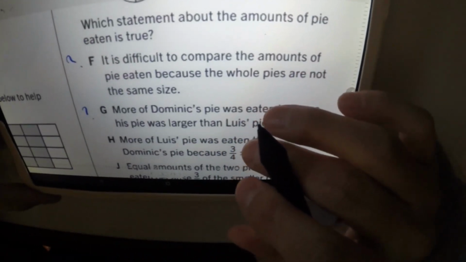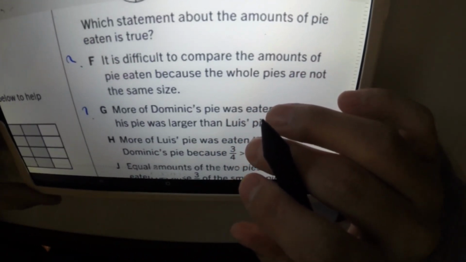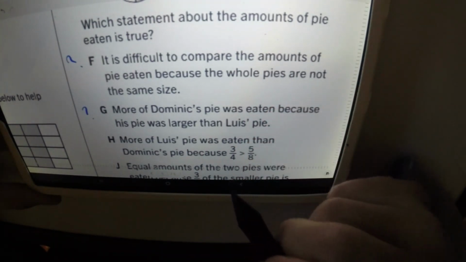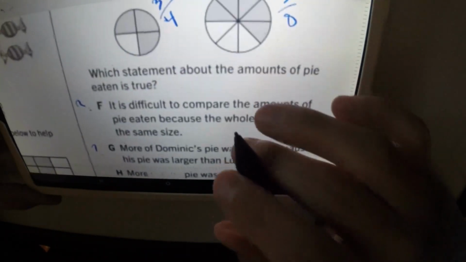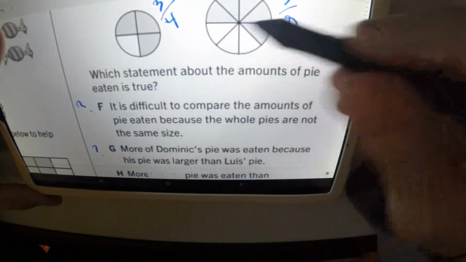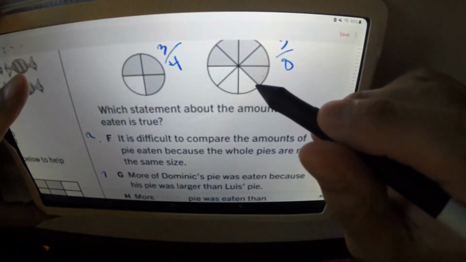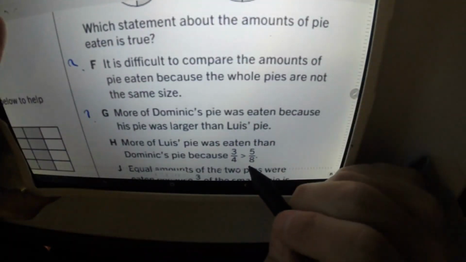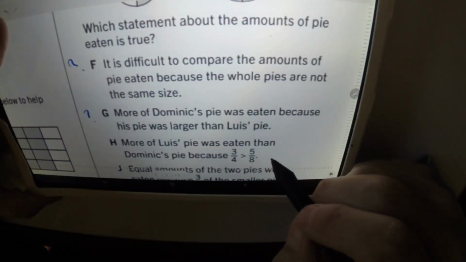Now H presents the math to us. So more of Luis's pie was eaten than Dominic's pie. So that we know for absolute certain. That is true because they're not comparing the two pies necessarily. They're saying how much was eaten. So of this 3/4, more of this was eaten than this. And they're giving us the rationale, the reason being because 3/4 is greater than 5/8. Now we can do the math on this.